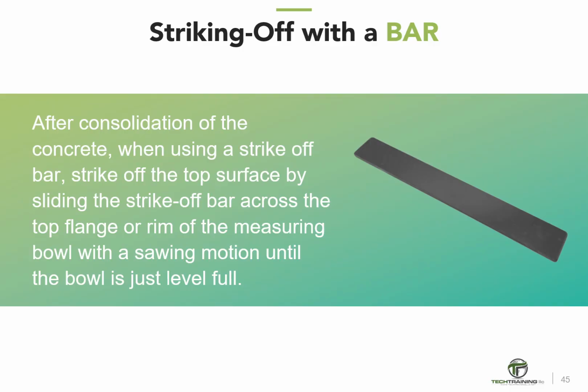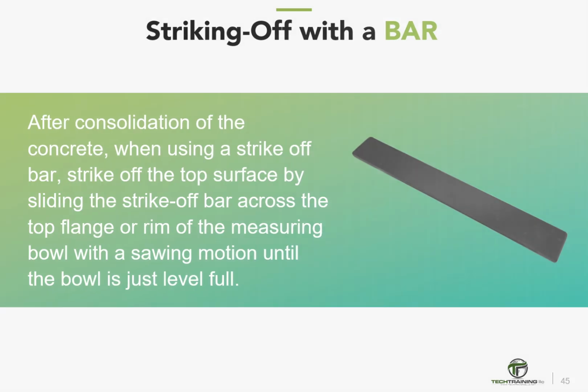After consolidation of the concrete, when using a strike-off bar, strike off the top surface by sliding the strike-off bar across the top flange or rim of the measuring bowl with a sawing motion until the bowl is just level full. In our example here, we will be using a strike-off plate. When a strike-off plate is used, strike off concrete as prescribed in test method C231.